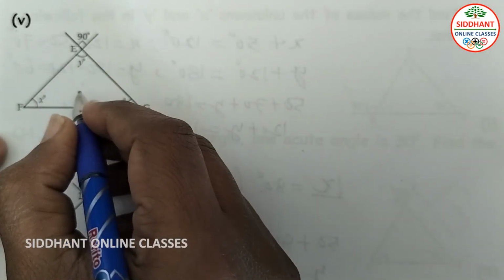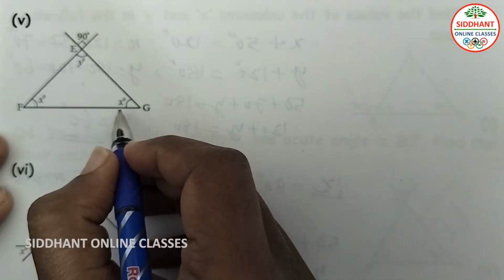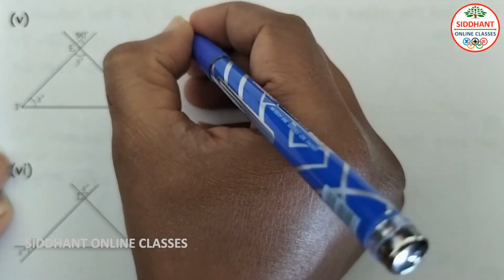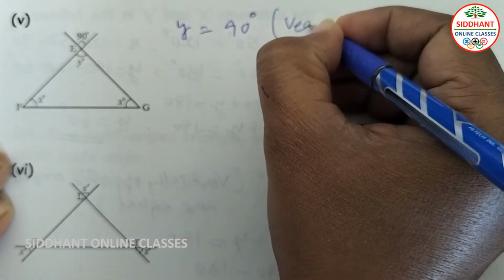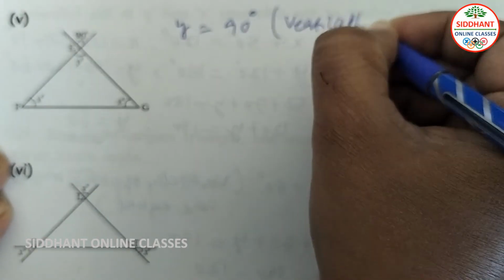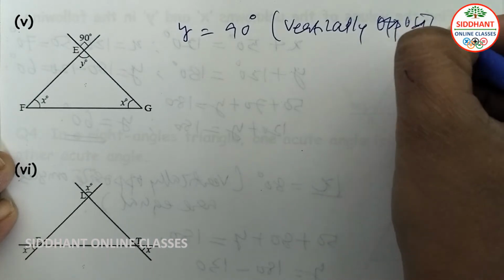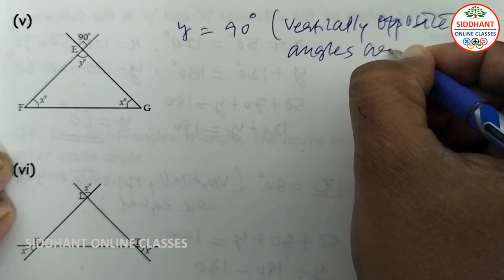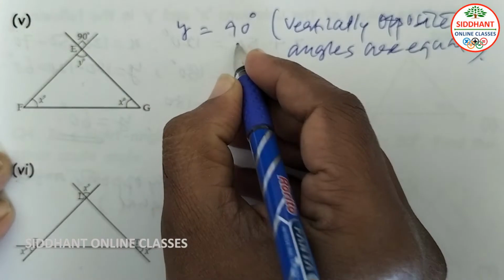So here the angles y and 2x are given. So it is 90 and y is also 90 degrees here because vertically opposite angles are equal.